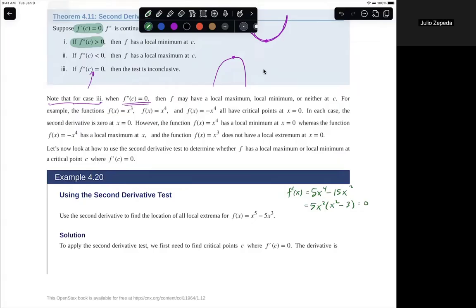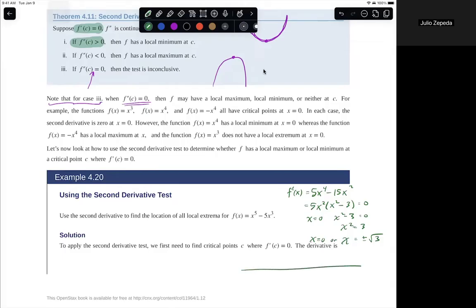Set that equal to 0 to find the critical points. And so the critical points are at x equals 0, or when x squared minus 3 equals 0. So if we add the 3 to the other side and take the square root, x is equal to plus or minus the square root of 3, or x equals 0. These are the critical values.